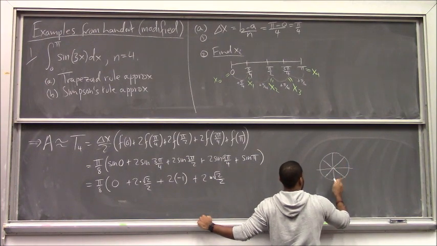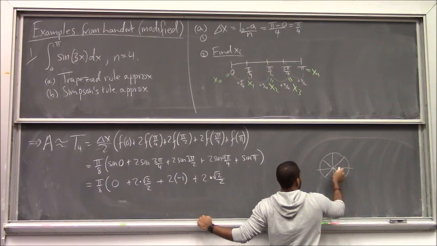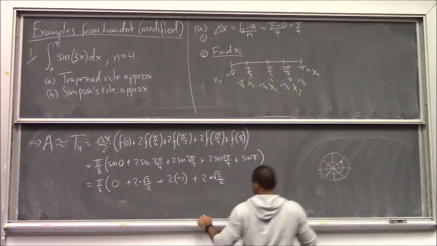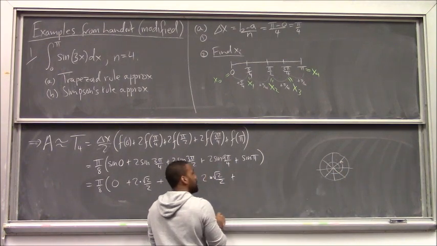Take a circle, divide it into pi over 4 pieces. One full revolution is 8 pi over 4. 9 pi over 4 is 1 more, so you're in the first quadrant. Okay, so sine of pi is 0.